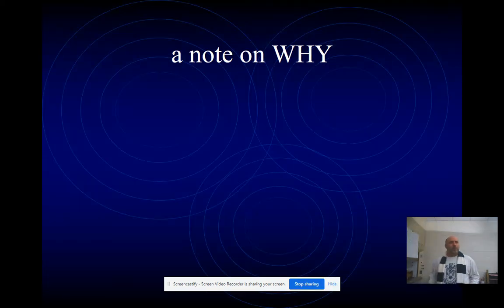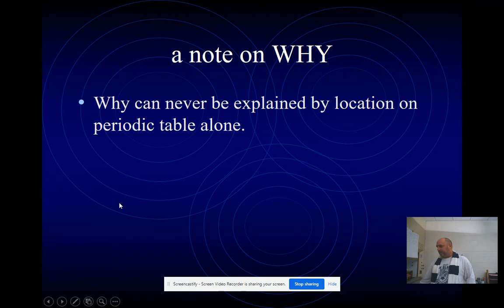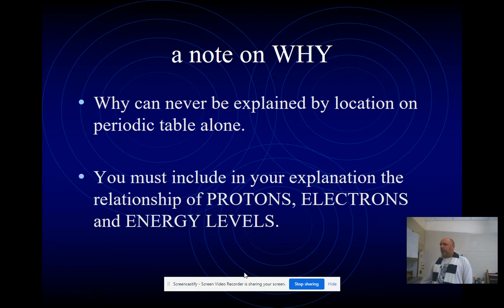And when you go to say why, we can't use the periodic table location to tell us why. So we can't say, well, potassium's bigger than sodium because it's lower on the periodic table. That's how we might know which is bigger and which is smaller, but the physical workings of the atom have to be described differently. So we want to make sure that we talk about the protons and the electrons and the energy levels. Those are the three key components to understand why atoms have the trends that we have.